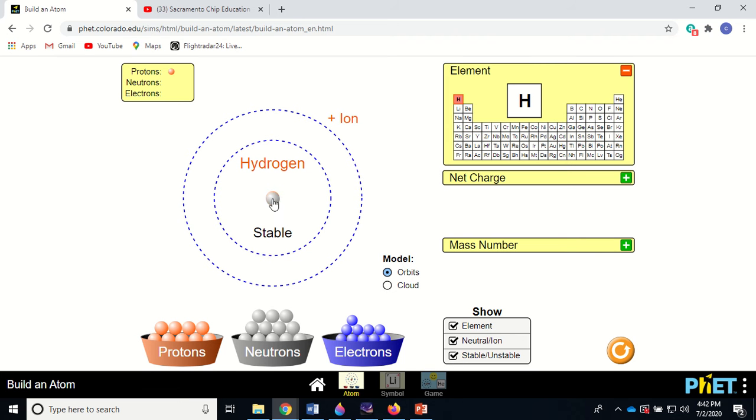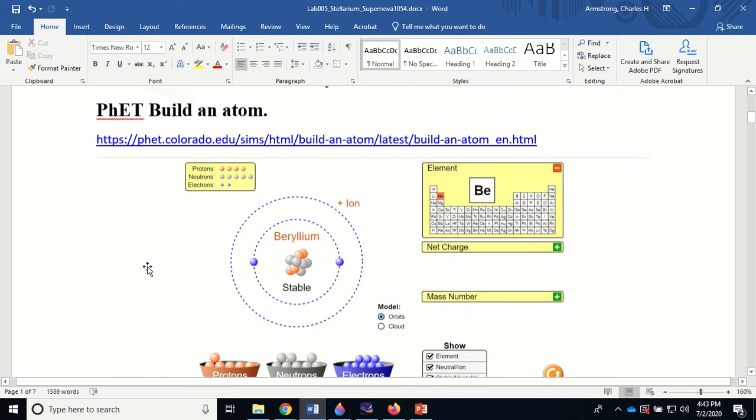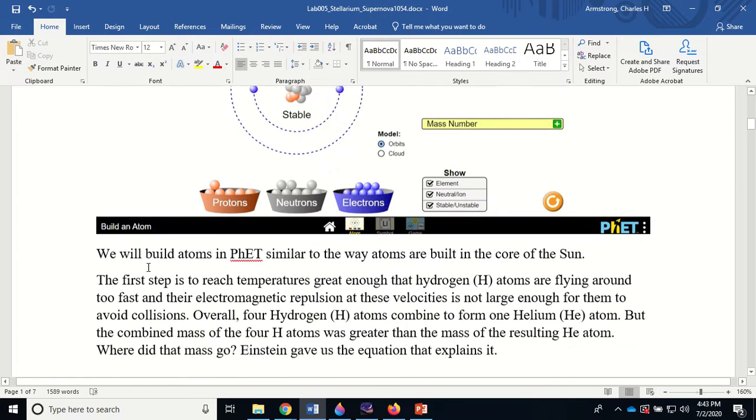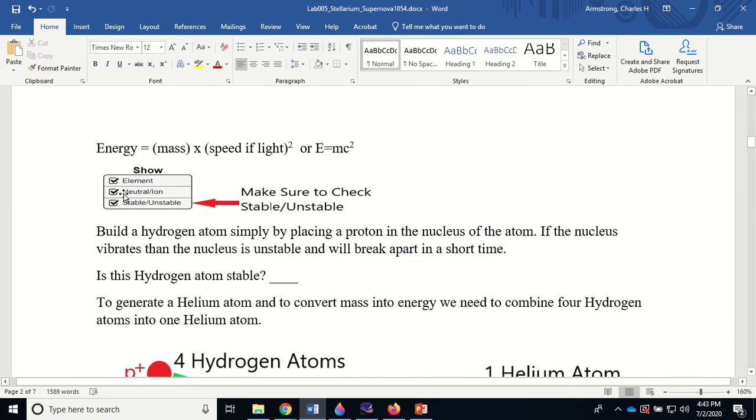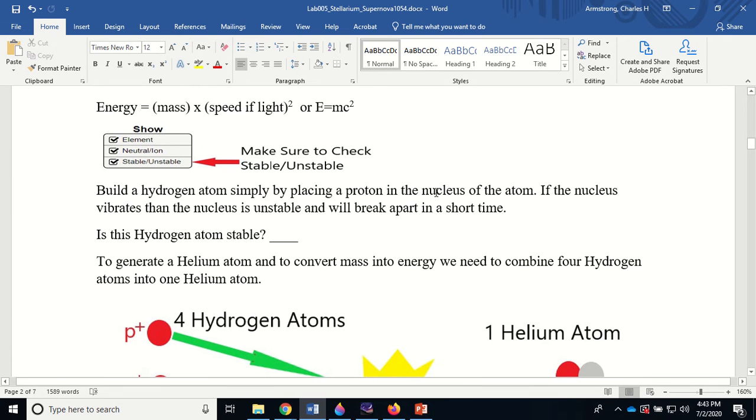We can add a neutron there, and now it's unstable. See, when it flops around like that, that's an unstable nucleus. So we get rid of it, put it back down here. Now, we built our simple atom. So we want to make sure stable, unstable is marked. Build a hydrogen atom simply by placing a proton in the nucleus of the atom, just like we did. If the nucleus vibrates, the nucleus is unstable.